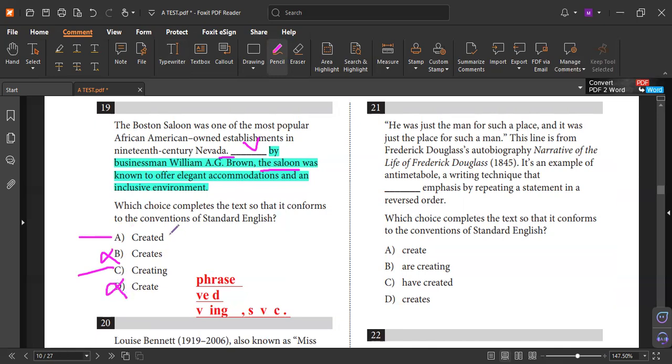So I need a past participle or present participle. Now check. Present participle looks for an action happening right now. The saloon was in the past, so it must be past. Yes or no? Yes. That is the idea. So I read only the sentence because the question tests me for subject verb agreement or structure. So why should I read here? I only read to understand what's going on. Ideas only. That's it.